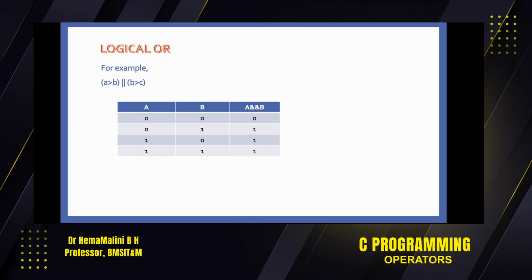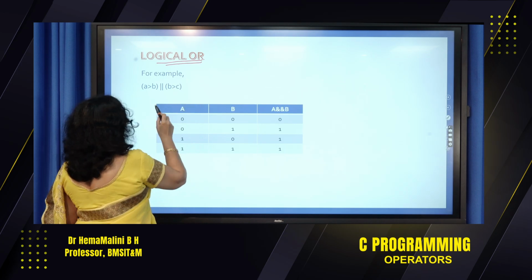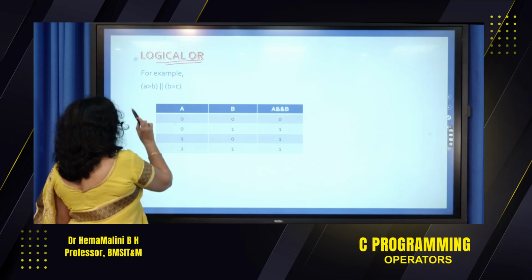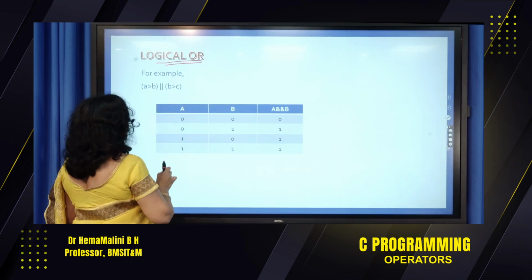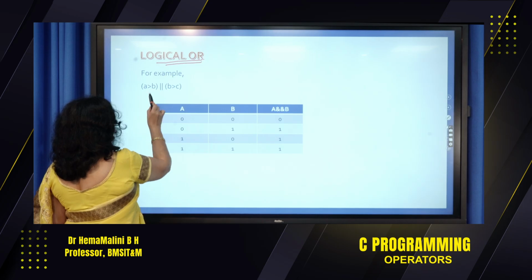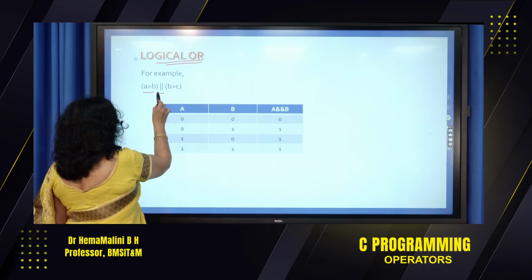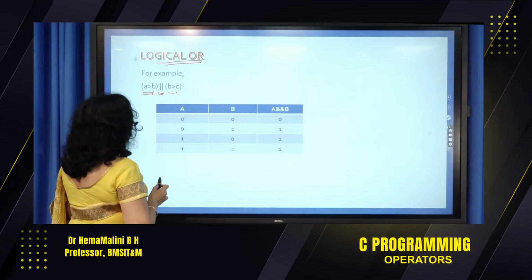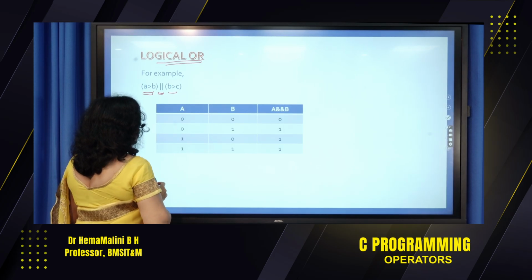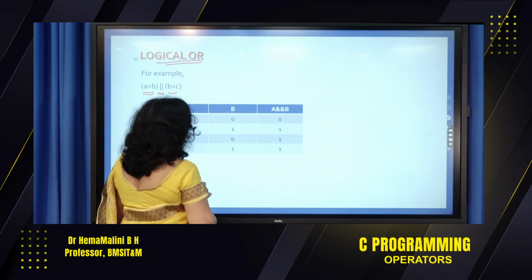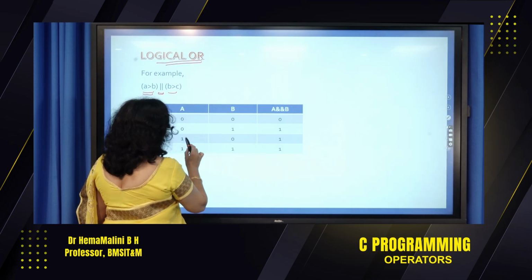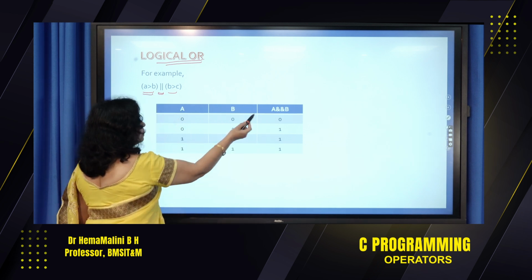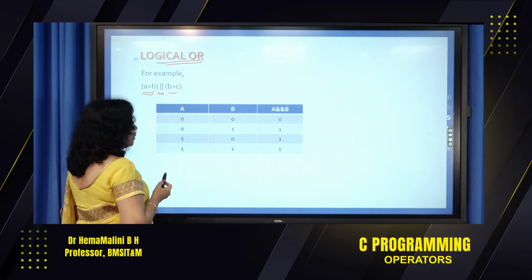Next, we have the logical OR operation. We will take an example here. Say for example, A greater than B, B greater than C. We are going to check for two conditions. If there is an OR symbol here, if this is true or this is true, the result would be true. So, when we consider the OR operation, if any one of the inputs is 1, the output would be 1. When all the inputs are 0, the output would be 0.